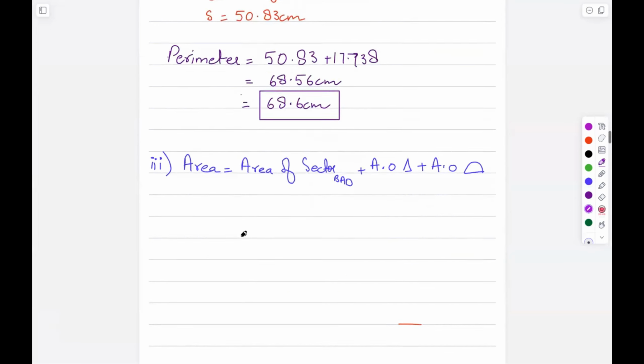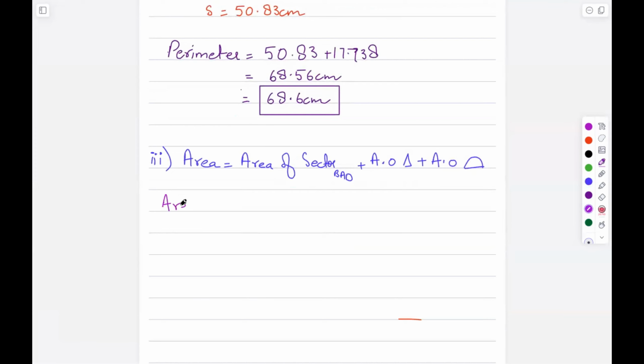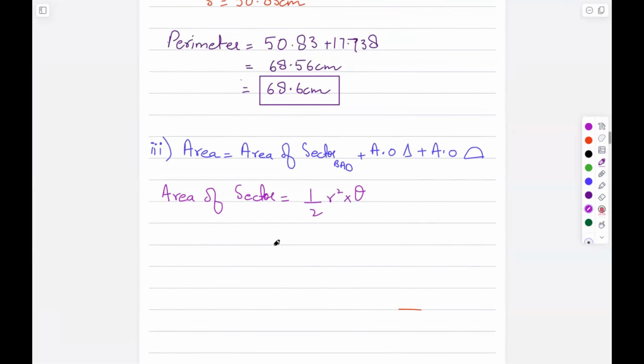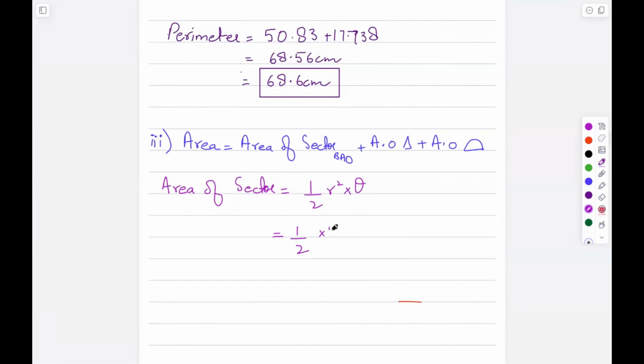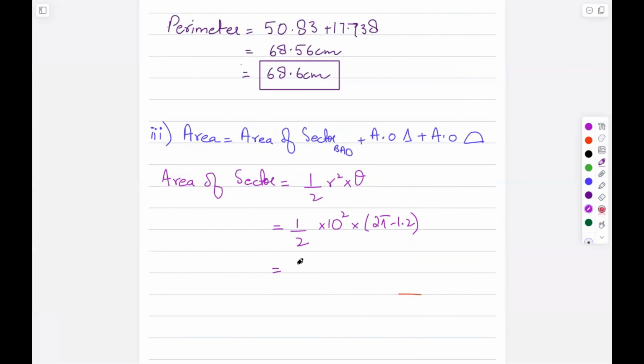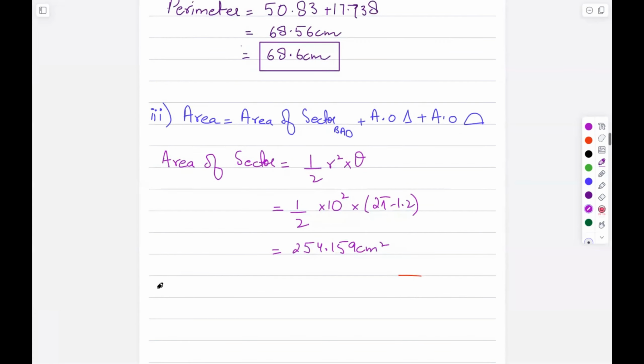In the first step, finding the area of the sector. The area of a sector is given by the formula half r squared theta. So this will be 1 upon 2 into r squared into theta. We know that the radius is 10. So this will be 1 upon 2 into 10 squared into theta, which is 2 pi minus 1.2. Substituting this in the calculator, the area of the sector will be 254.159 centimeters squared.